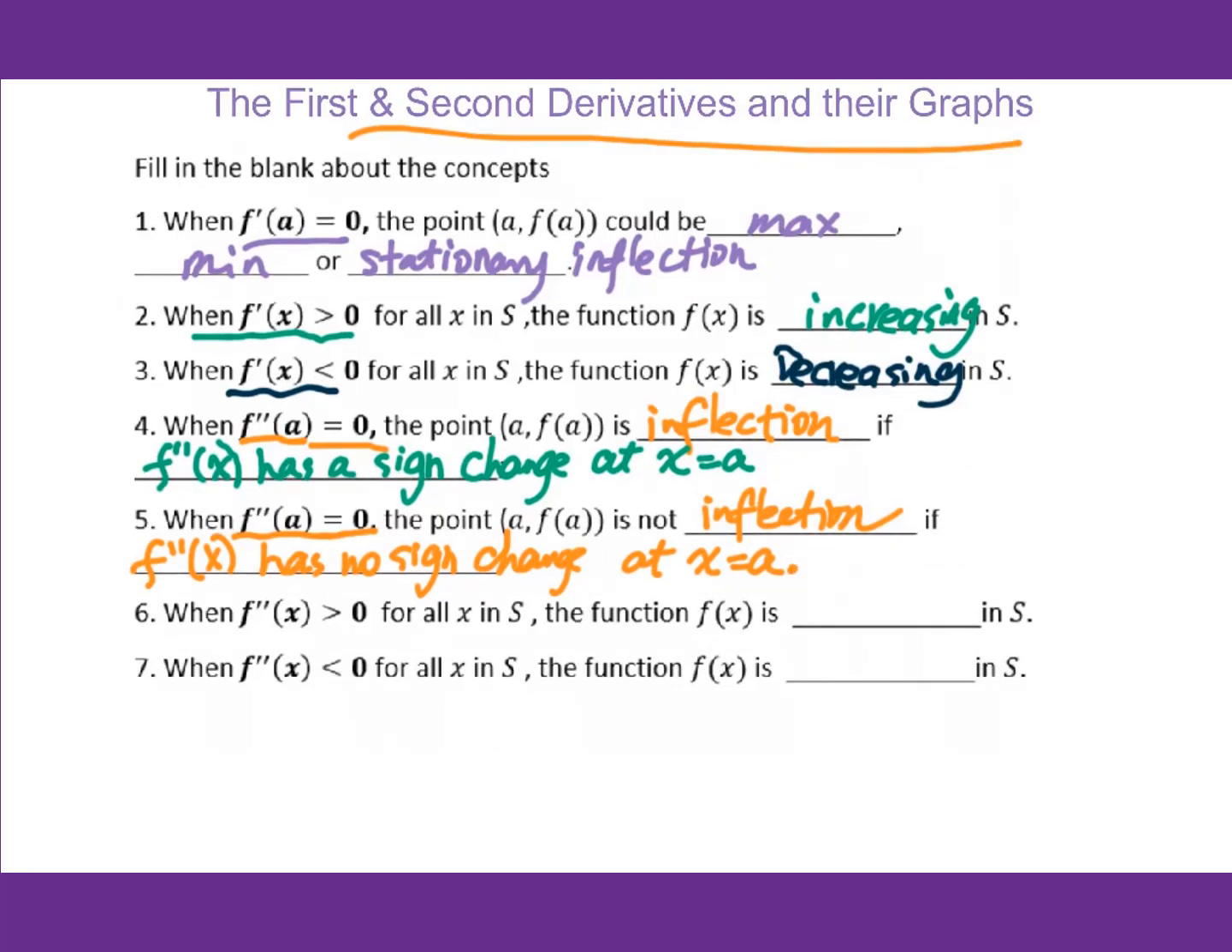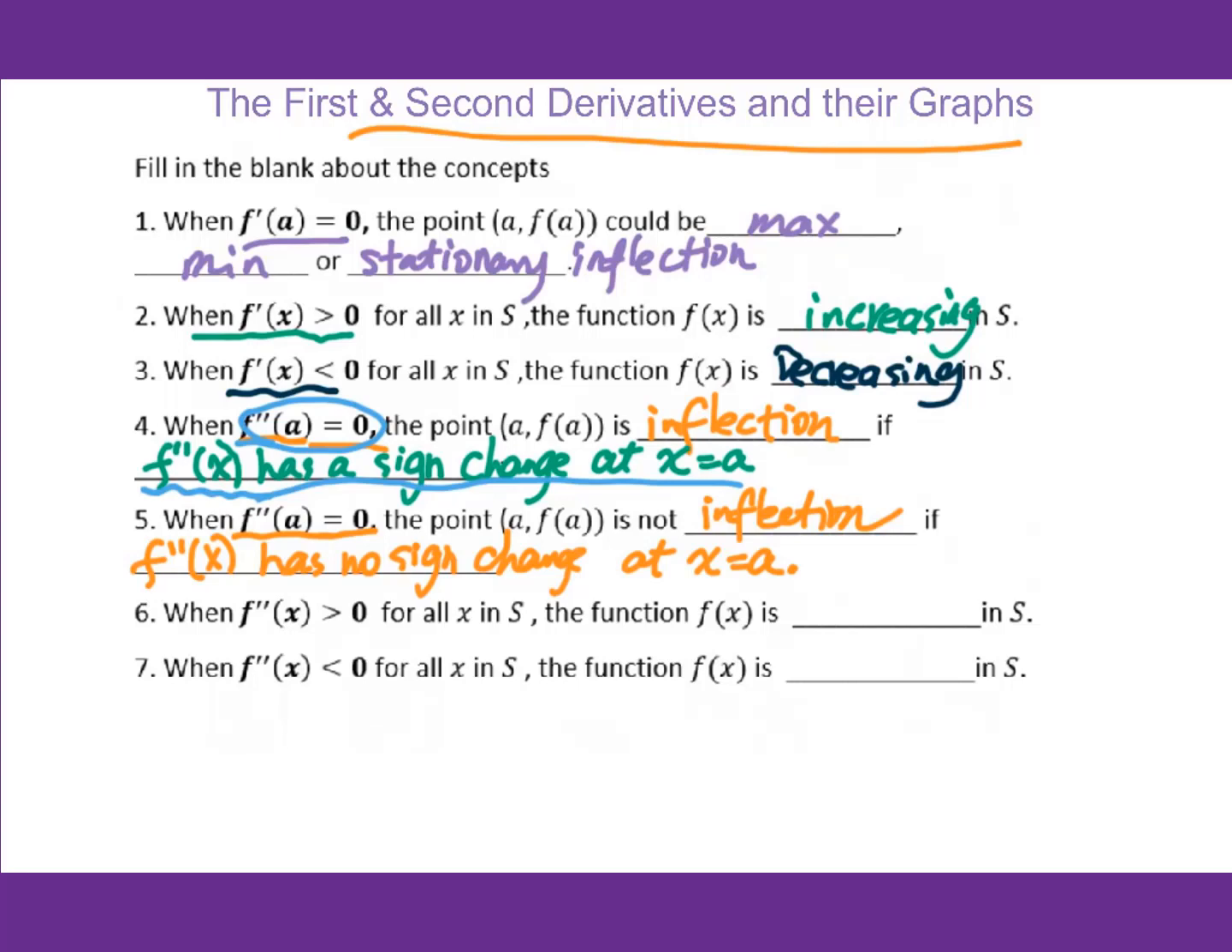In other words, (a, f of a) is an inflection point only if it has satisfied two requirements. One is f double prime of a equal to 0. Second, the f double prime of x has a sign change at x equals a.